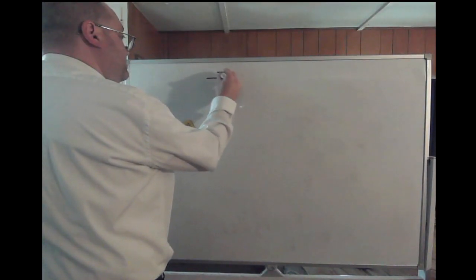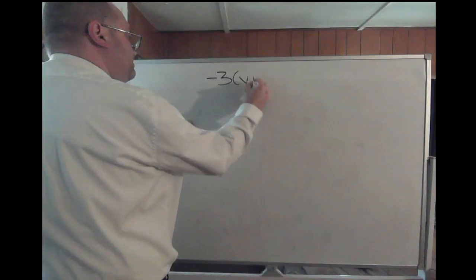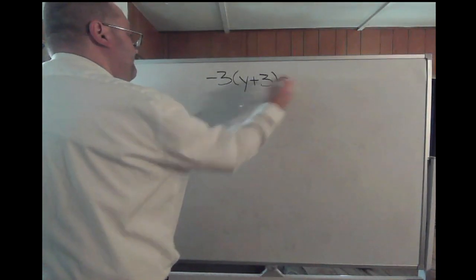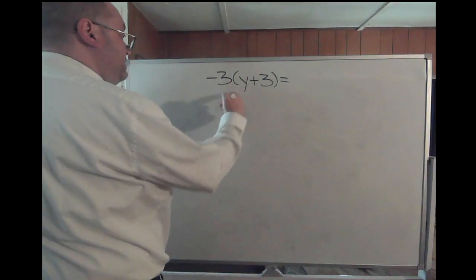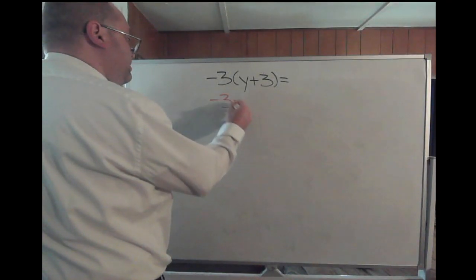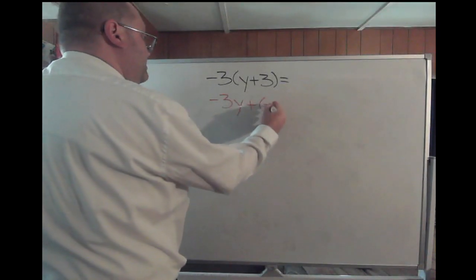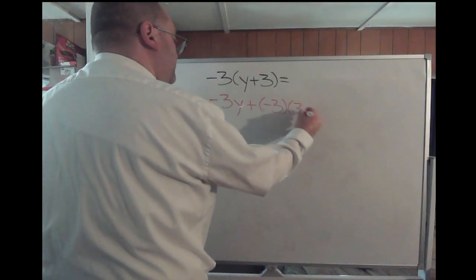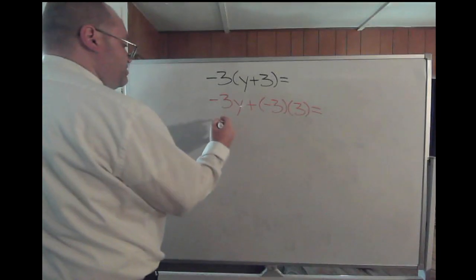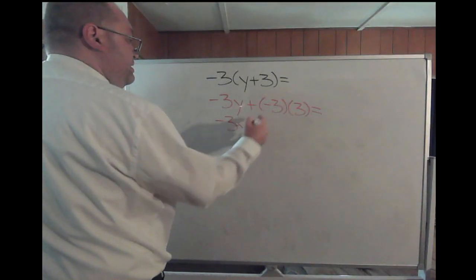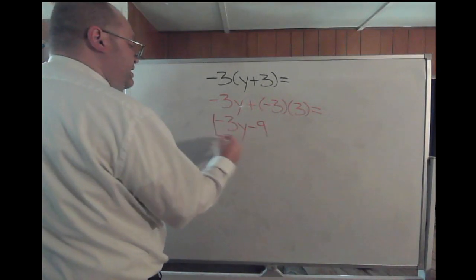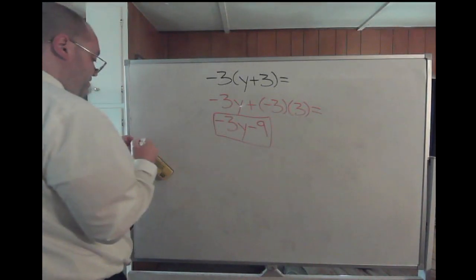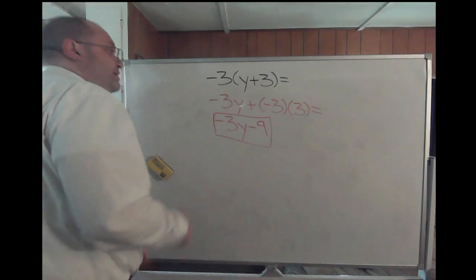Let's see here. One more of regular distributive. We have negative 3 times y plus 3. So, again, you're going to distribute the negative 3 times y, which will just give you negative 3y, plus you'll take your negative 3 times the positive 3. Well, you'll still have negative 3y, but negative 3 times positive 3 is negative 9, so you'll get negative 3y minus 9. That would be the answer you get, negative 3y minus 9.